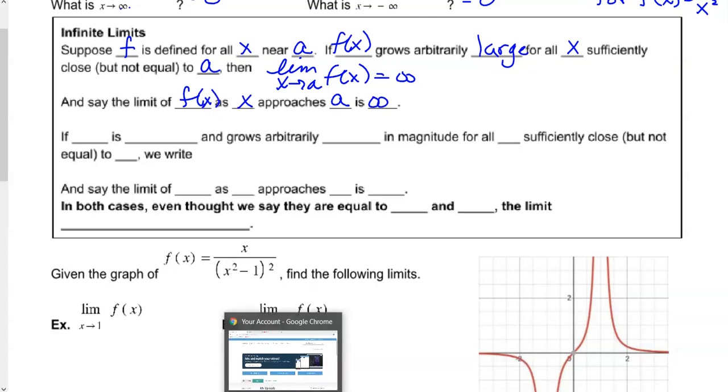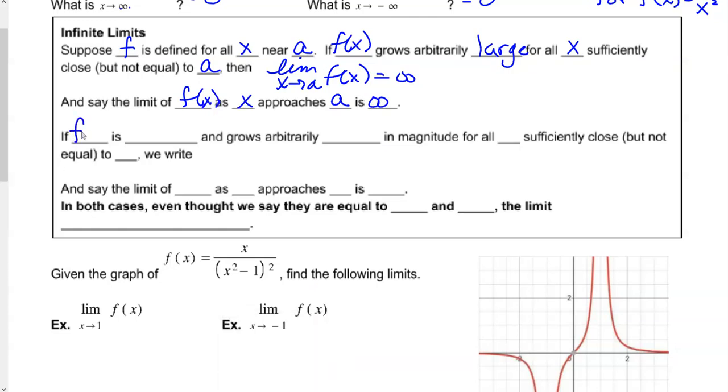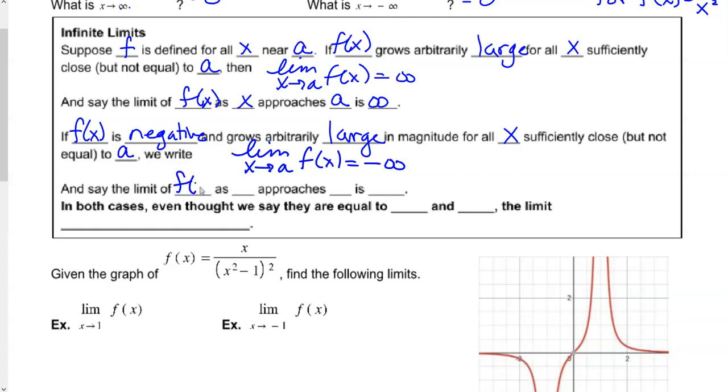Now, the other side of that can also occur, that if f of x is negative and grows arbitrarily large, so we're going to negative infinity for all x sufficiently close to but not equal to a, then we can write that the limit as x approaches a of f of x can equal negative infinity, and we state that the limit of f of x as x approaches a is negative infinity.